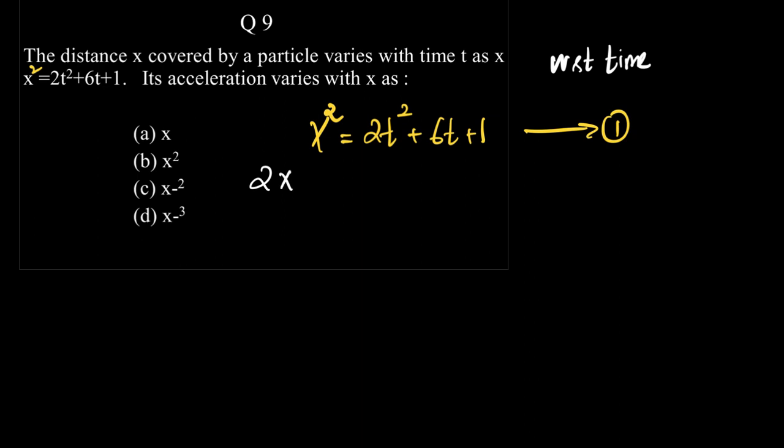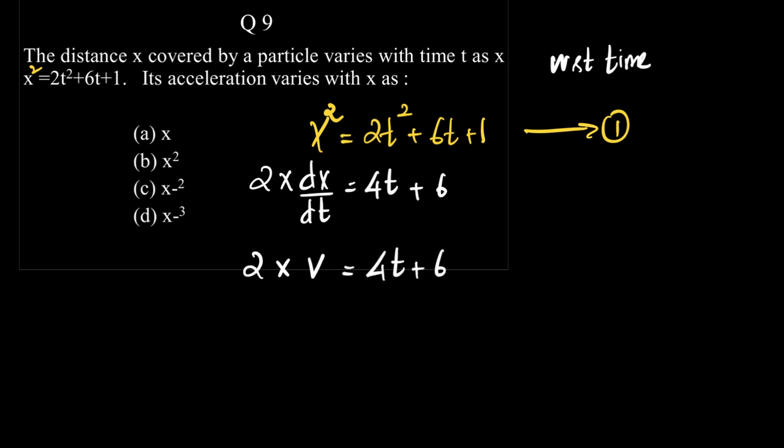Now, what is derivative of x square with respect to time? It's not 2x, it is 2x into dx by dt. What is derivative of 2t square? That would be 4t. Derivative of 6t would be 6, and derivative of 1 would be 0. Now, what is dx by dt? That is v. So we have 2xv is equal to 4t plus 6.